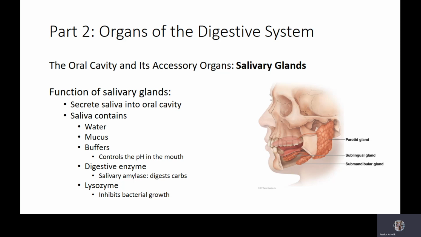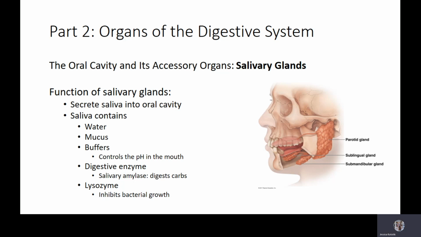The next accessory structure for the oral cavity or the mouth is going to be the salivary glands. And so this is going to secrete saliva into the oral cavity, and saliva is going to contain a number of different components. Primarily, it's going to be composed of water, so that's why it has the texture that it does. But it also is going to contain mucus, and that mucus is going to aid in the lubrication of the food, and it's going to make it a little bit slick. So as it's going into our pharynx and esophagus, it won't damage the pharynx and esophagus, as those regions will experience some friction.